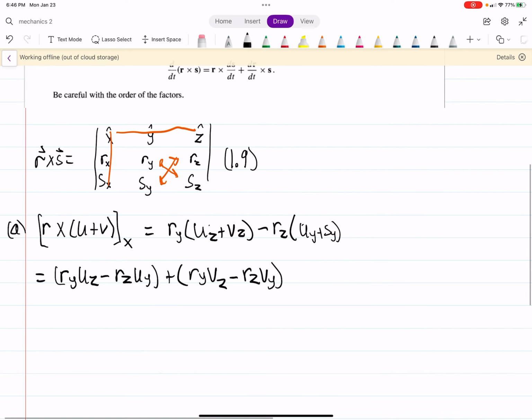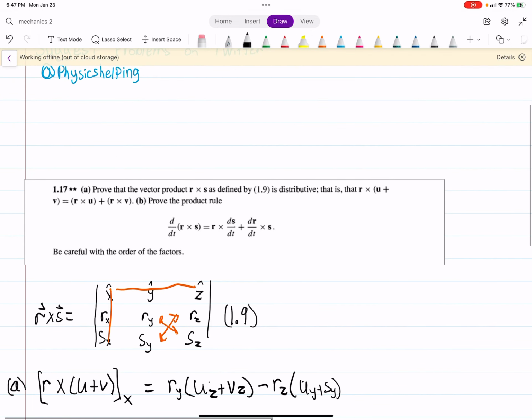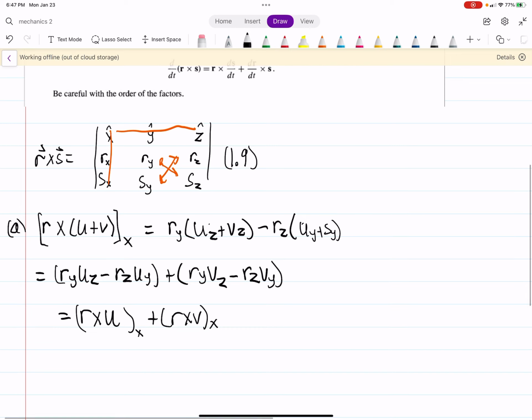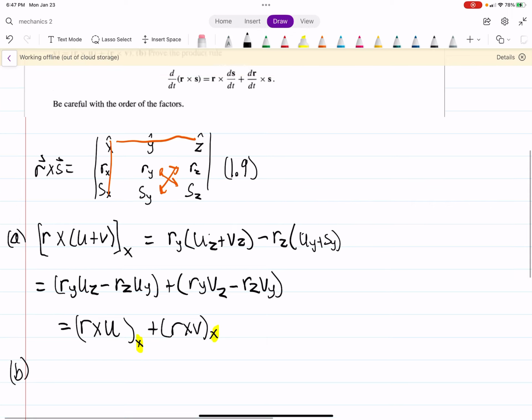So when we rearrange it like that, we can see that this is equal to R cross U, the X part, plus R cross V for the X component, which is exactly what we wanted to prove. And if you wanted to, you could do the exact same process for Y and Z. And of course, you'll get the same terms. The only thing that'll change is the components. So I'm not going to do that just to save us some time, but that's how you do part A.